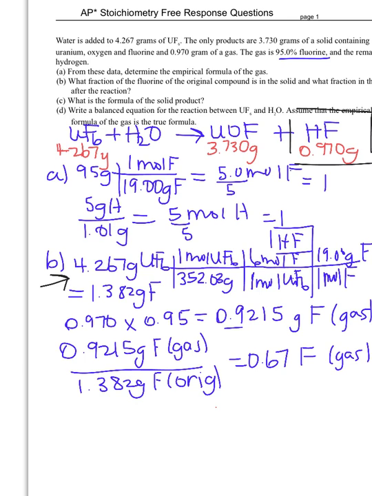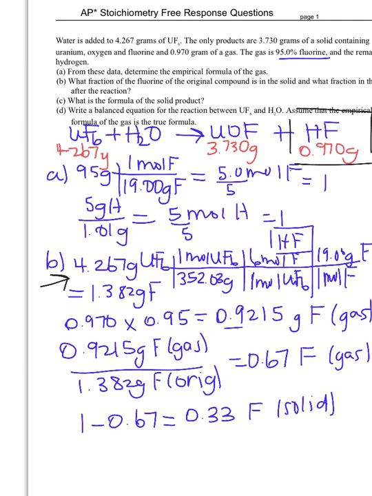So there is 0.67, and that's my worked out fraction of fluorine in the gas. That means the remainder has to be in the solid itself. So this fraction, of course, is out of 1. So I'm going to do 1 minus 0.67, and that means the remainder, 0.33, must be the fraction of fluorine in my solid on the product side.